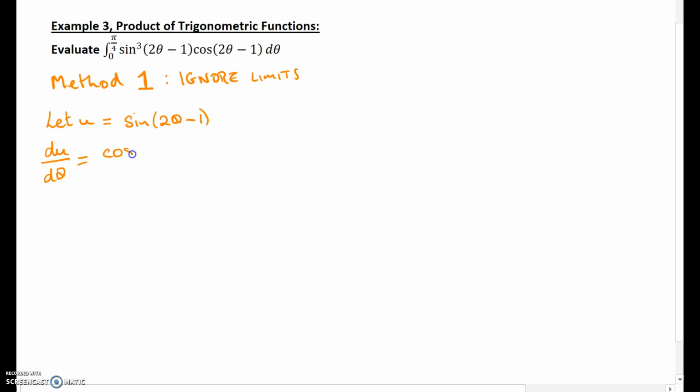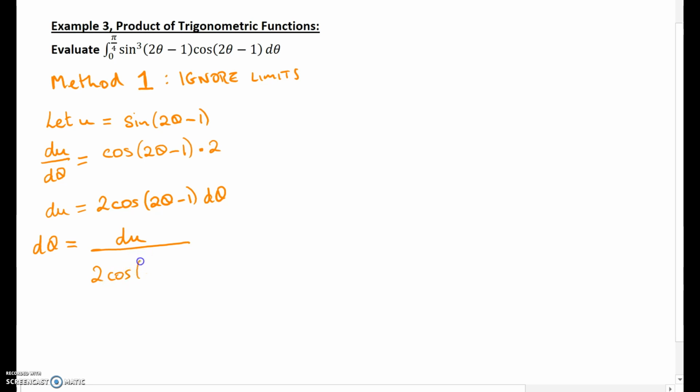Differentiate sine, you get cosine of 2 theta minus 1. Okay, and then if we multiply by the derivative of the argument, we get 2. So, multiplying across, usually it's dx that we're trying to get on its own. In this case, it's d theta we're trying to get on its own. So it's going to be 2 cosine 2 theta minus 1 d theta. And then if you want to get d theta on its own, you have to divide across by everything that's attached to it. So 2 cosine 2 theta minus 1.